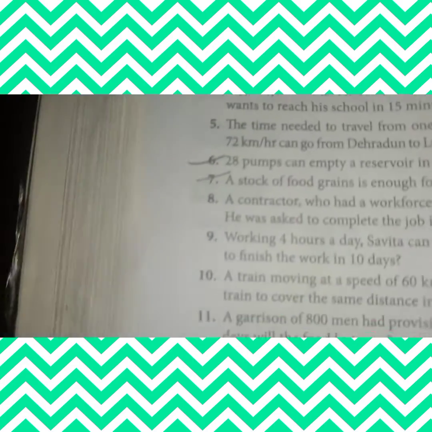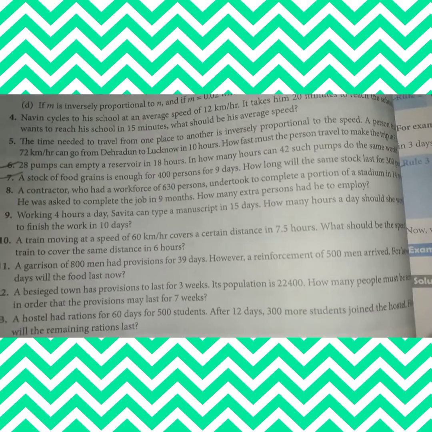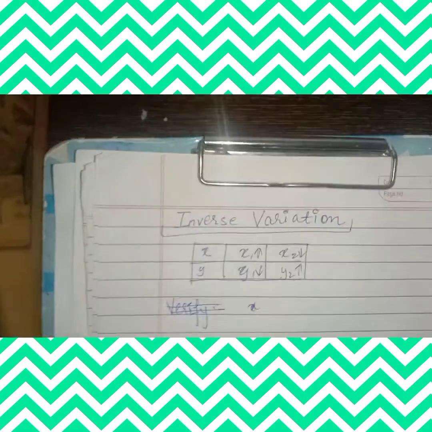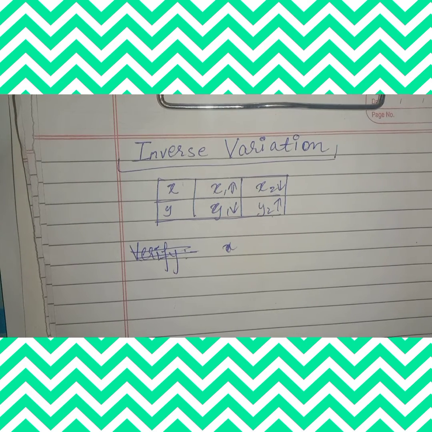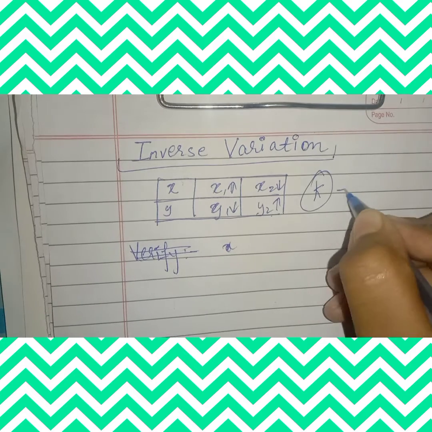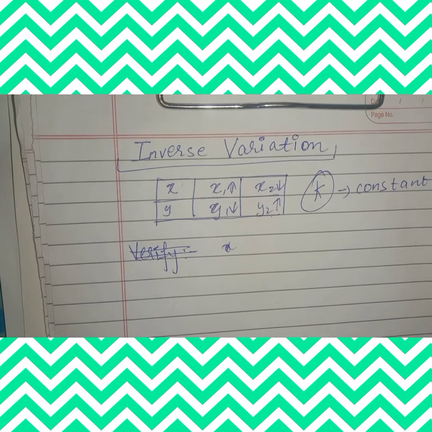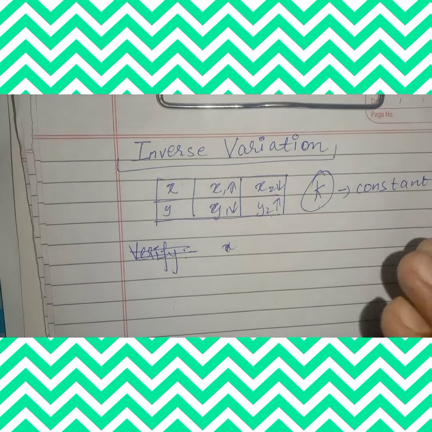My first question for inverse variation is this sixth one: 28 pumps empty a reservoir in 18 hours. In how many hours can 42 such pumps do the same work? In inverse variation there are 3 terms: x, y and k. Now you will ask what is k? K is nothing but a constant, that is, it is fixed. It is not changing, as variables change with the requirement, but the constant k will neither increase nor decrease.